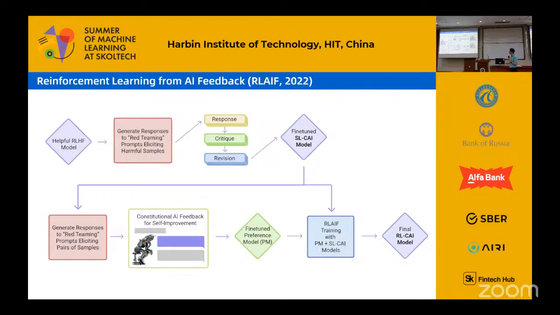That's why in this paper on AI feedback, they show that, for example, given the RLHF model, it generates some responses, and they further ask the model to reflect, to self-criticize, and to make revisions to get a better answer. Then they use another AI feedback model to train the final so-called RL-CAI. This C indicates the constitutional AI model.